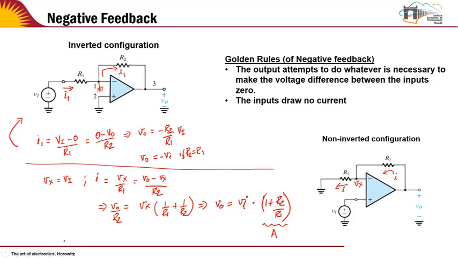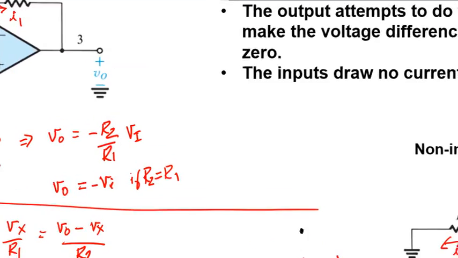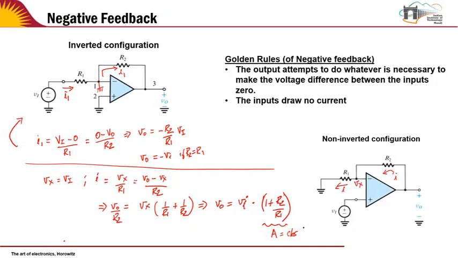This gain and the gain in the previous case, these are all called closed loop gain. This is the closed loop gain of the inverted configuration. This is the closed loop gain of the non-inverted configuration.